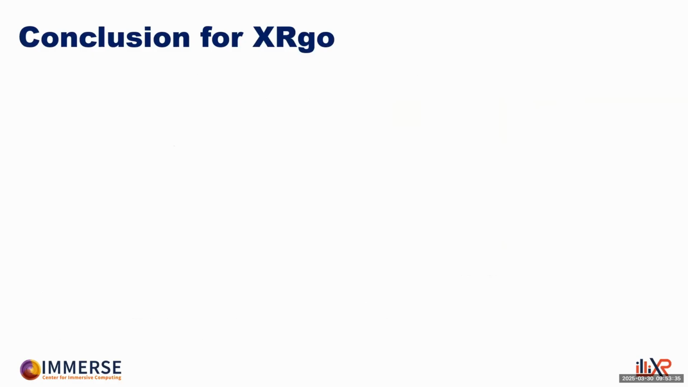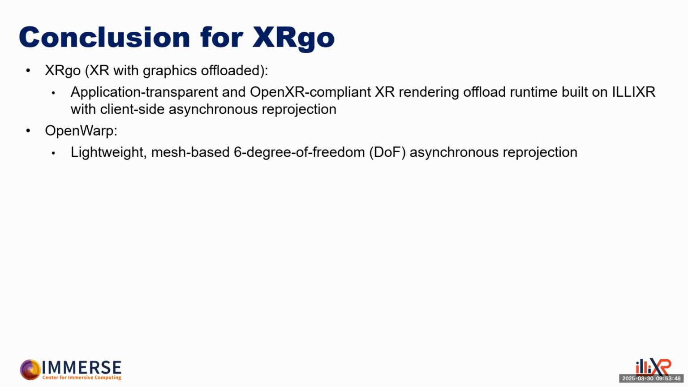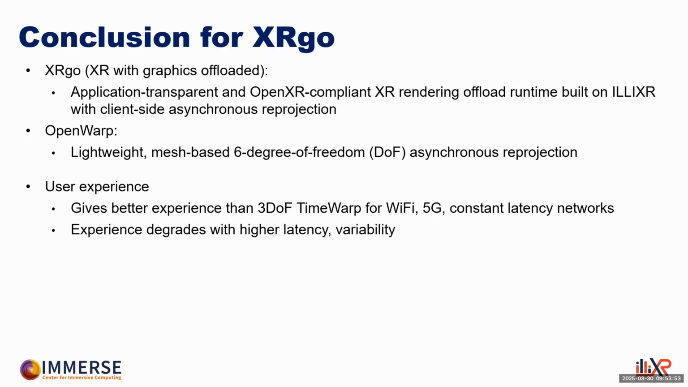So to conclude, we introduced XRGo, which is an application transparent and OpenXR compliant XR rendering offload runtime built on ILLIXR with client-side asynchronous reprojection. And OpenWarp was our implementation of a lightweight mesh-based 6-degree-of-freedom asynchronous reprojection algorithm. And using XRGo, we conducted a user study to show that OpenWarp consistently outperforms time warp, the industry practice 3-degree-of-freedom reprojection algorithm, across a range of different network conditions. And we importantly found that experience also degrades not only with higher latency, but also due to network variability as well.